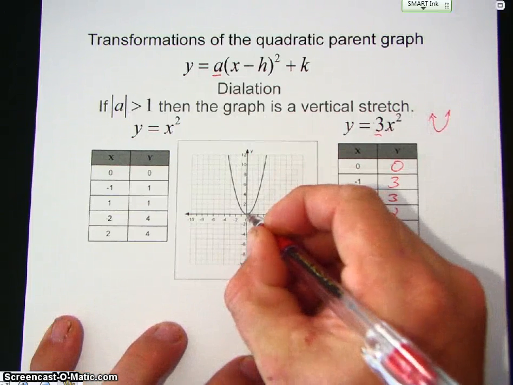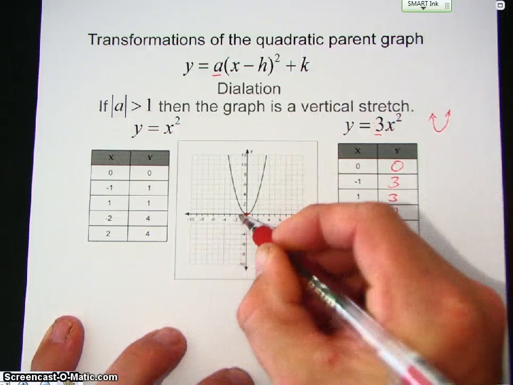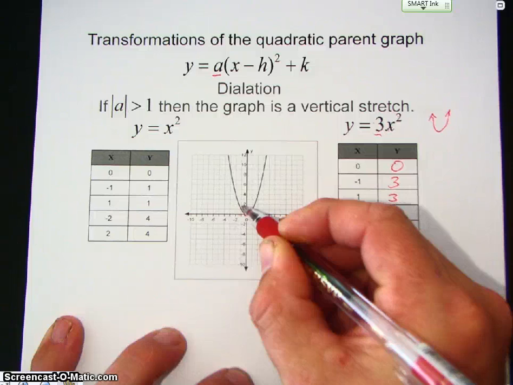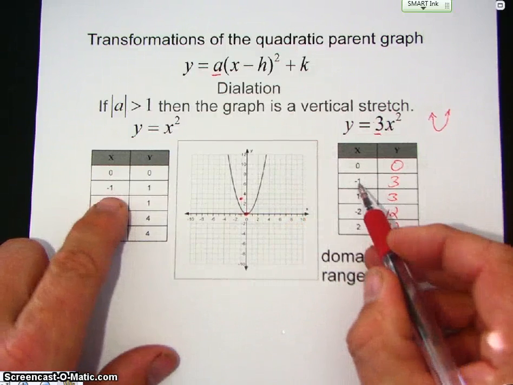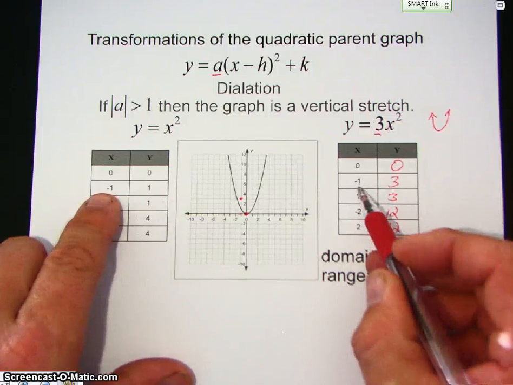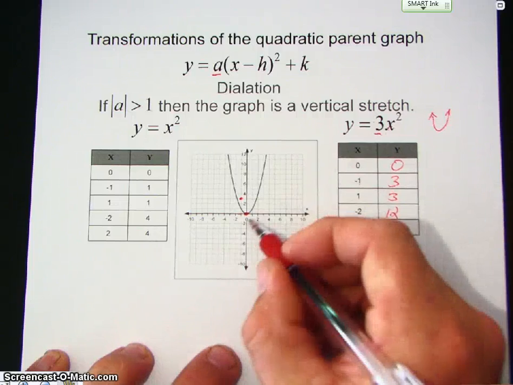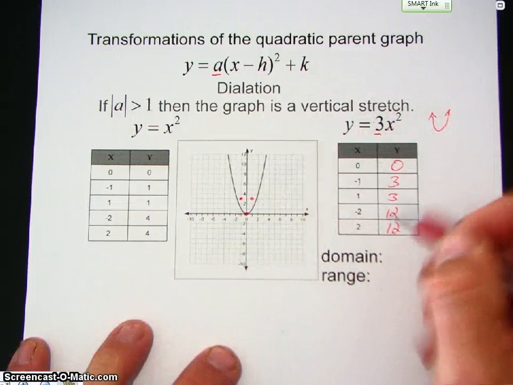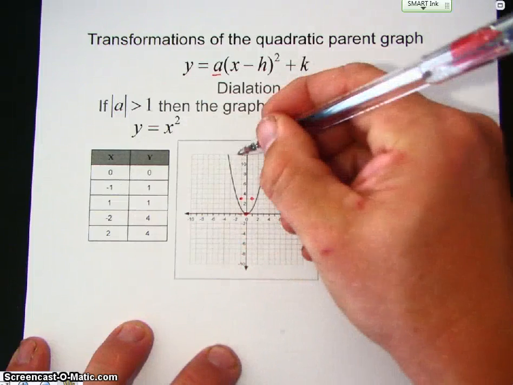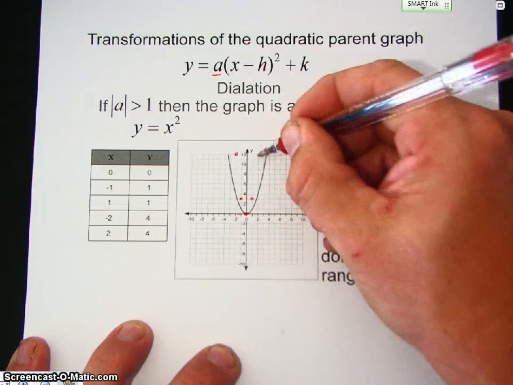So 0, 0, so the vertex stays the same. Negative 1, it goes up 3, so it'll be 1, 2, 3. What used to be negative 1, 1 is now negative 1, 3, so my point is moving up higher. So positive 1, positive 3. Negative 2, positive 12. And then at positive 2, positive 12.